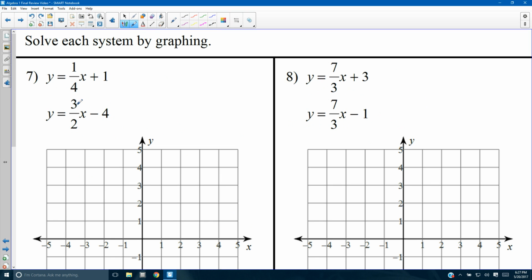And good news for us, we get to graph next. And maybe we get to start to talk about that stuff again. Okay, solve each system by graphing.